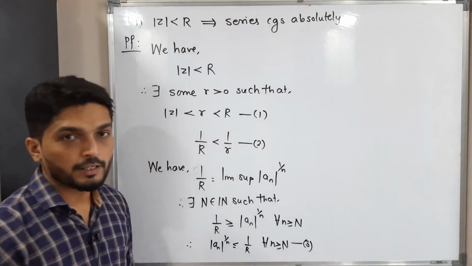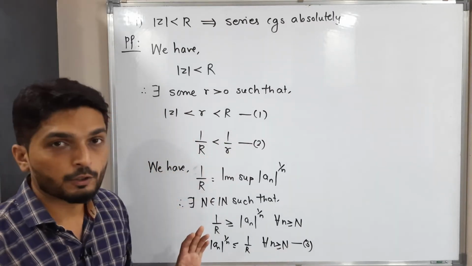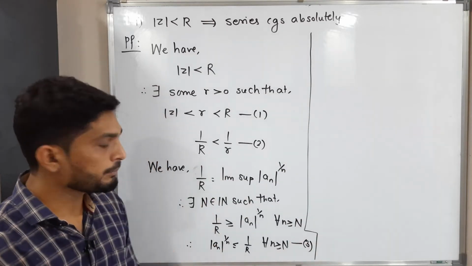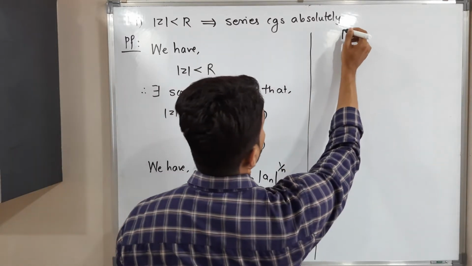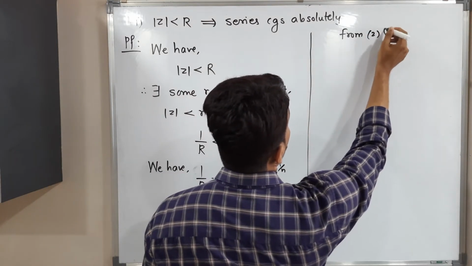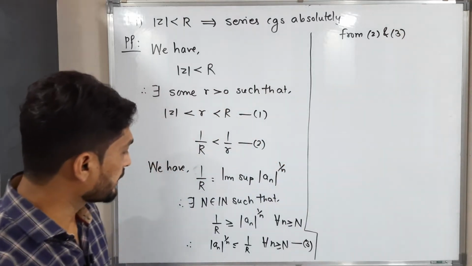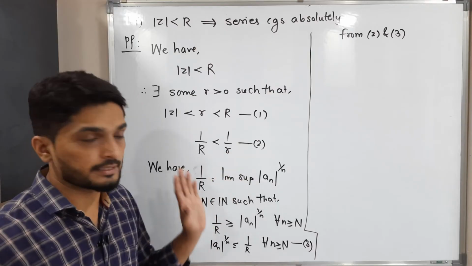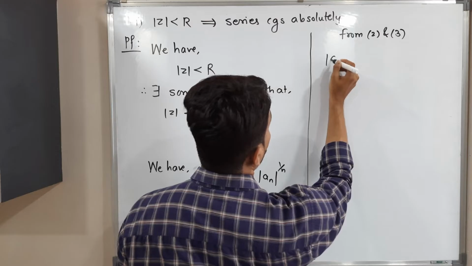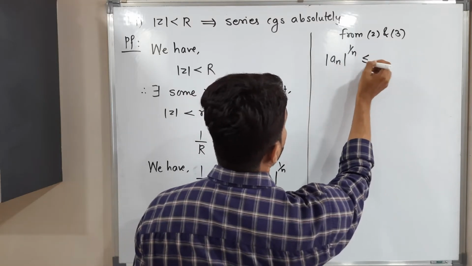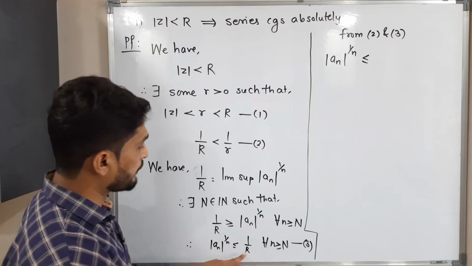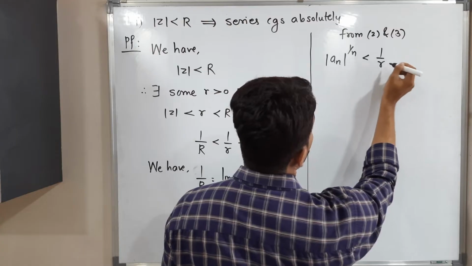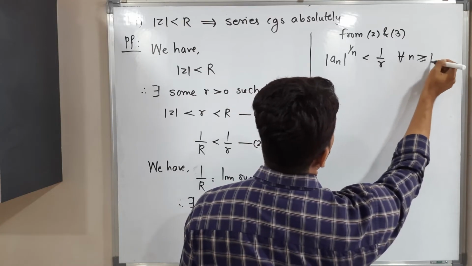Let me call it inequality number 3, since 1 and 2 we already have. So let us try to combine inequality number 2 and 3. Will you tell me what you will get from 2 and 3? See, A less than B, B less than C, so definitely we can write A less than C. Therefore what can we write here? |a_n|^(1/n) is less than or equal to 1 by capital R, and 1 by capital R is strictly less than 1 by small r.